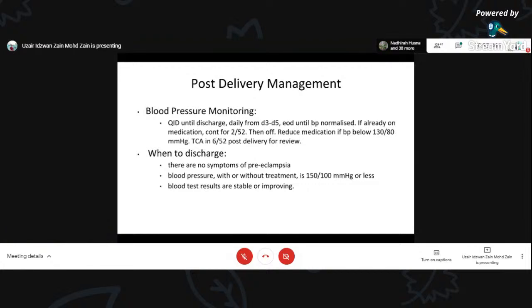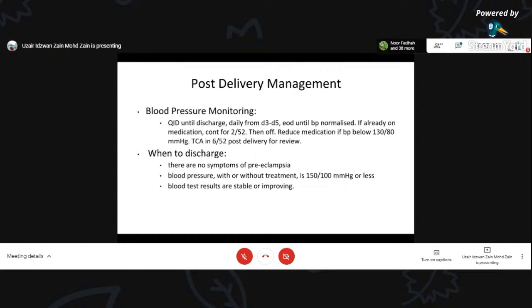So the day 3 and day 5 ni is when patient you have to do notification to the nearest KK lah. Maksudnya patient will come to the KK and do blood pressure monitoring daily, day 3, day 4, day 5. Okay, kalau if the BP normalize, okay lah, dah boleh stop. So nanti tengok after 2 weeks. If not, you should do every other day lah.